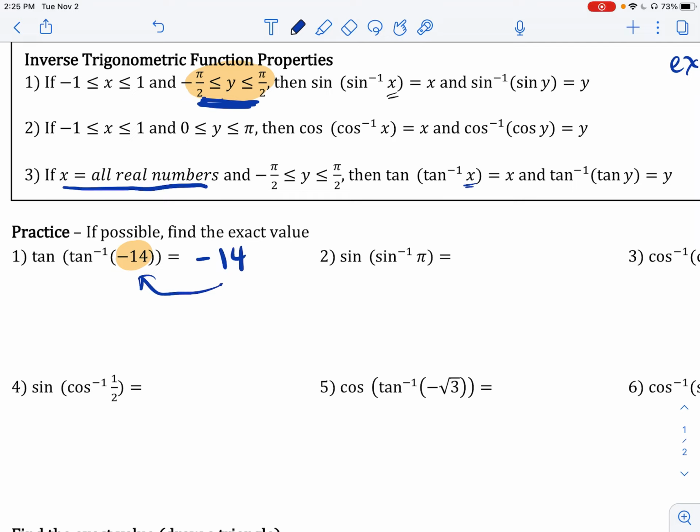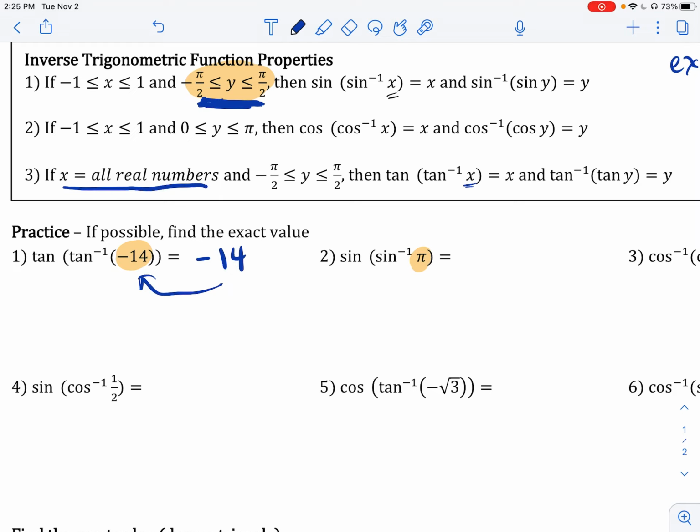Okay. What about something like number 2? Look at pi. Let me highlight pi. Is that within the restricted domain of sine such that we do have an inverse sine function? And the answer is no. Pi is outside of this domain right over here. So we can't just say that it's pi like we did in the previous problem. We can't just jump to saying that it is whatever that argument is.